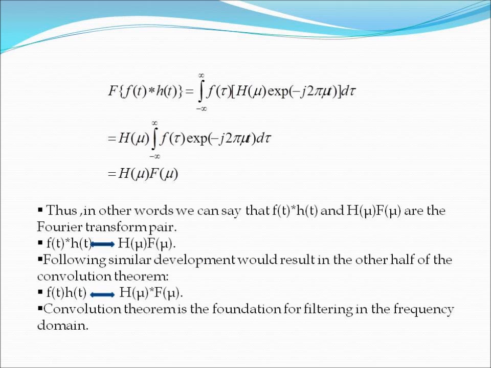Thus, in other words, we can say that f of t convolved with h of t, and H of u multiplied by F of u, are Fourier transform pairs. Following a similar development, we arrive at the other half of the convolution theorem: in the time domain, f of t multiplied by h of t has as its transform the convolution of H of u with F of u. The convolution theorem is the foundation for filtering in the frequency domain.